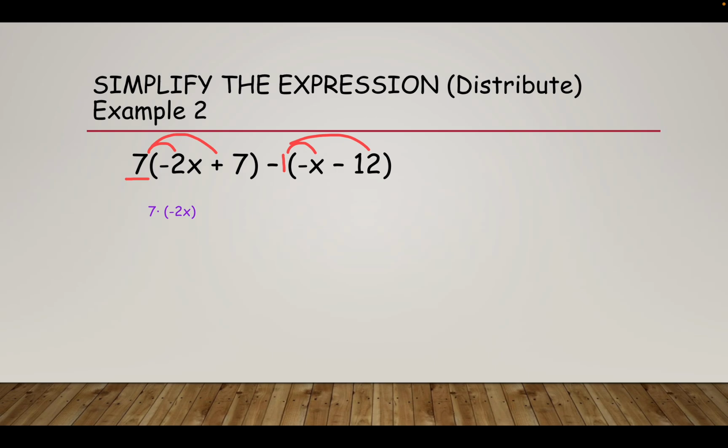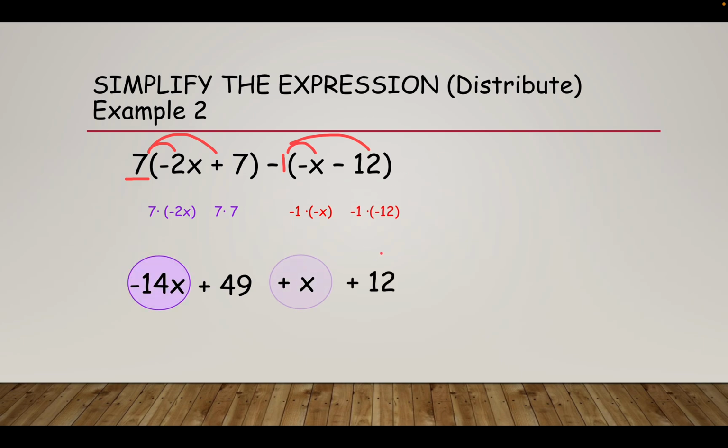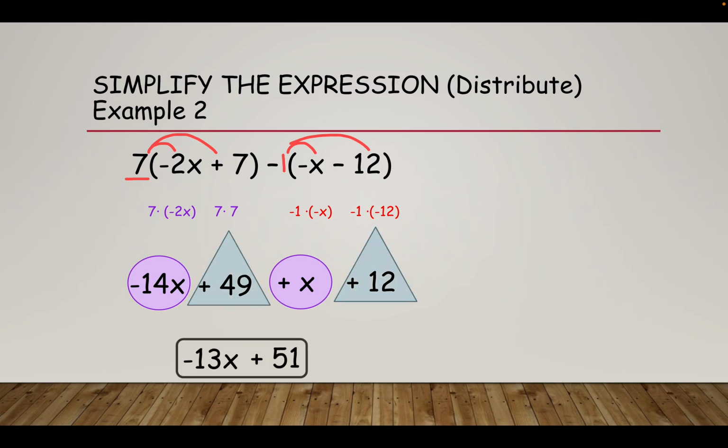So we need to do 7 times negative 2x, be negative 14x. We need to distribute the 7 to the 7, so 7 times 7 leaves us with 49. Now we need to distribute the negative 1. So negative 1 times negative x is a positive x. A negative 1 times a negative 12 is a positive 12. We go to combine our like terms, and we get negative 13x plus 51.